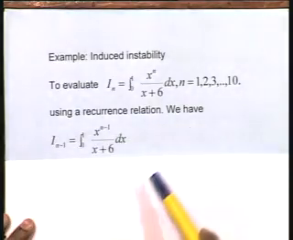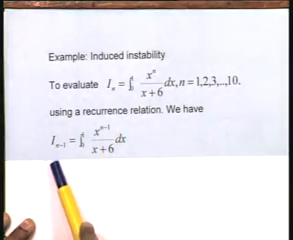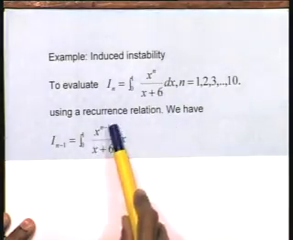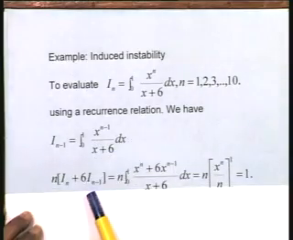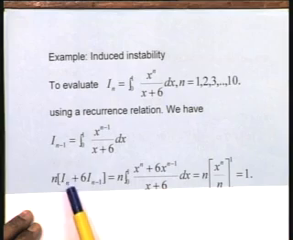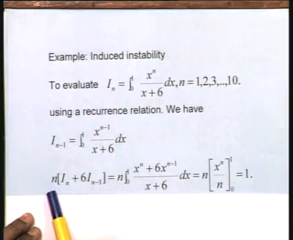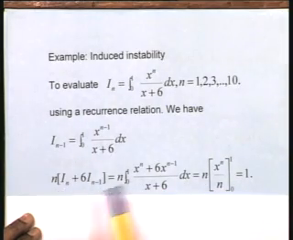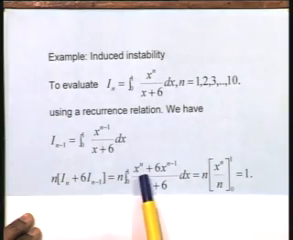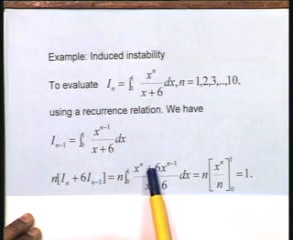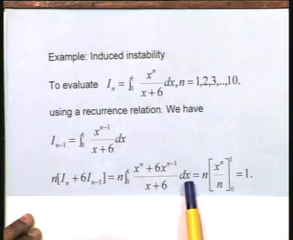So I can now write what is I n minus 1, that is the integral from 0 to 1 of x to the power of n minus 1 over x plus 6 dx. What I would do is add I n plus 6 times I n minus 1. I do that so that I can integrate this easily. So the numerator becomes x to the power of n plus 6 times x to the power of n minus 1, over x plus 6, dx.